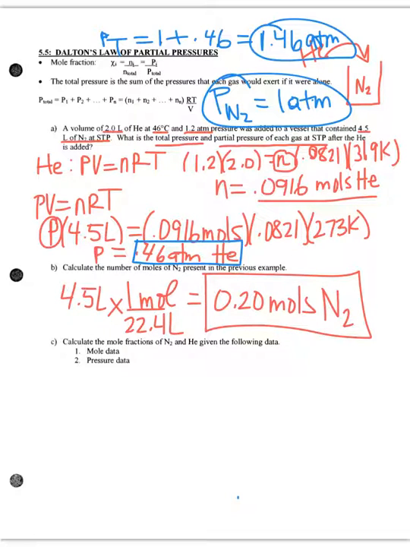Now we're getting into the mole fractions. So now they want us to find the mole fractions of nitrogen and helium using 2 different pieces of data. The first method, they want us to use the mole data. Then the second method, they want us to use the pressure data. All right, so let's do method number 1 first, using mole data.